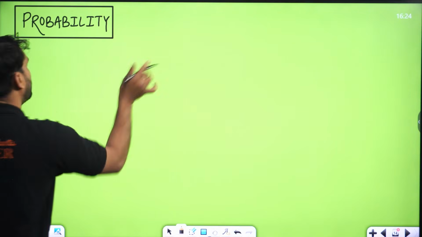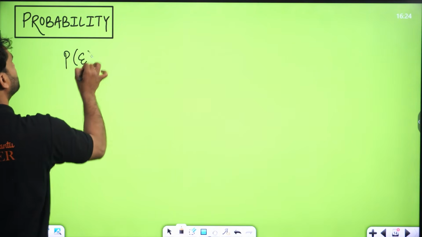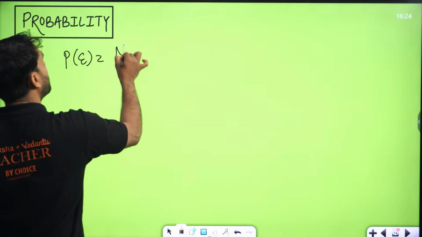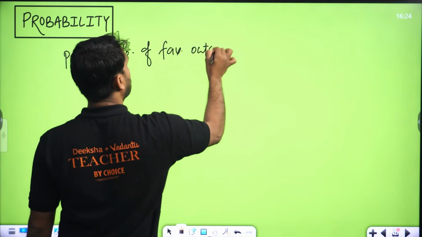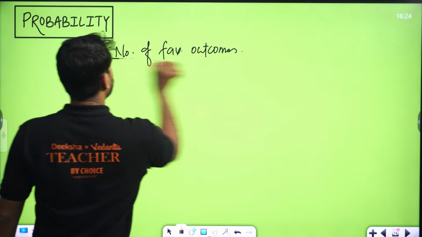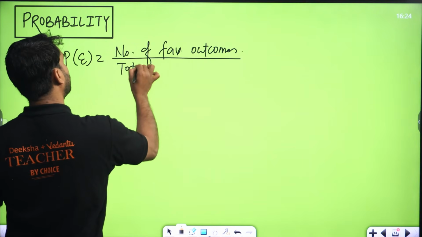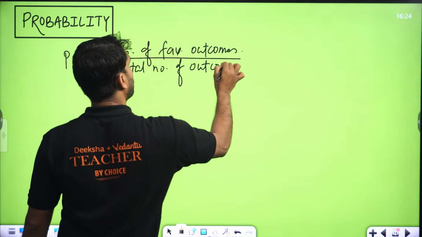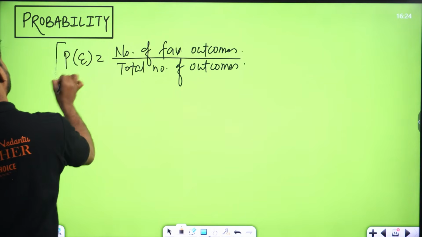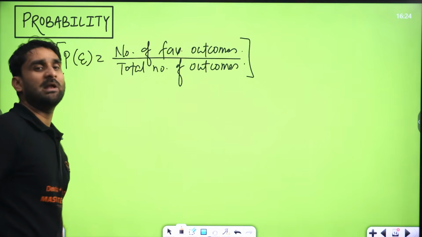So probability is very important. The formula of probability is: P of any event is the number of favorable outcomes divided by the total number of outcomes. So this is the formula. Okay, this formula will help you out.